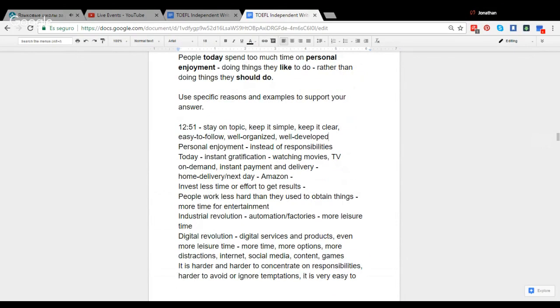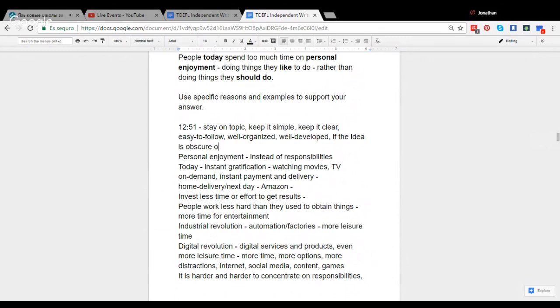So if the idea is obscure or too off topic, it will be penalized. So, okay. A big chunk of this independent essay is the organization, finding these ideas that are going to be key to the subject. It's really important to stay on topic.